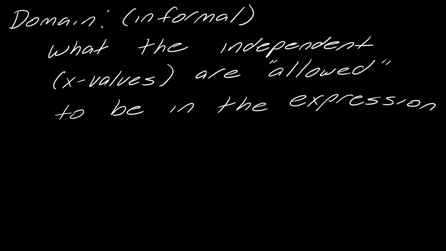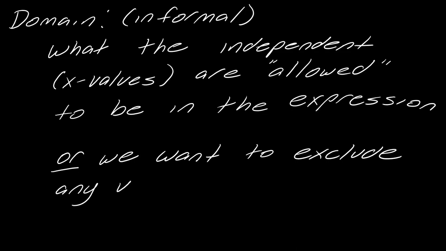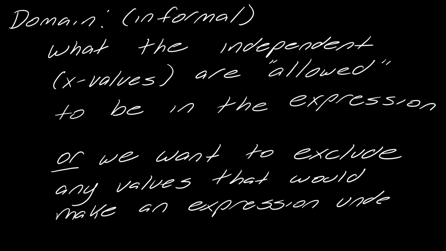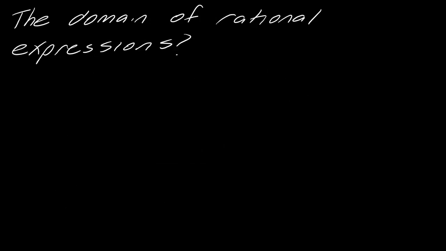So basically what we're worried about then is we want to always exclude any values that would make the expression undefined. So if we know how to do that, then we really know how to find the domain. Now, when you're talking about the domain of a rational expression, where would a rational expression be undefined? Well, this would happen when the denominator equals 0.